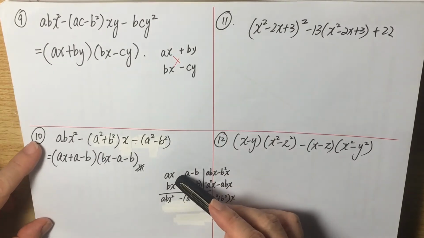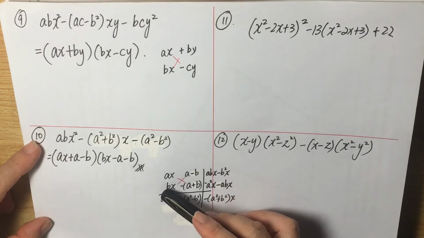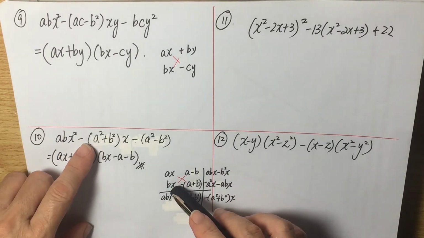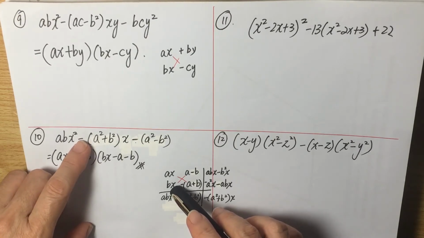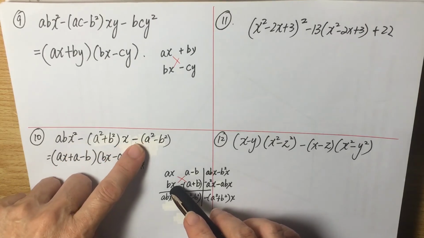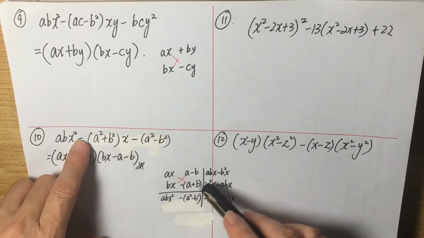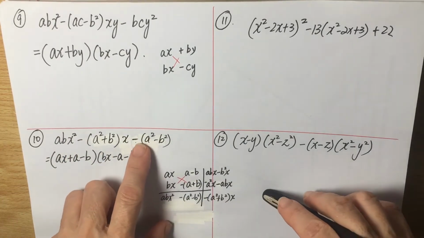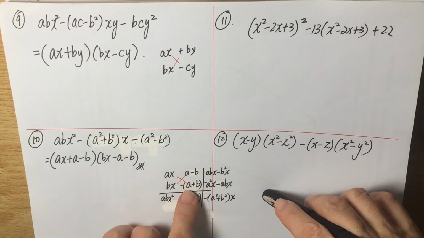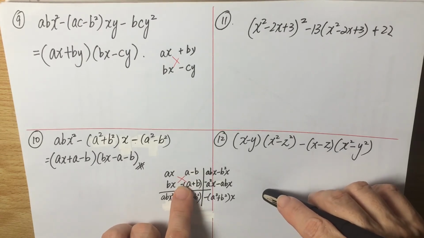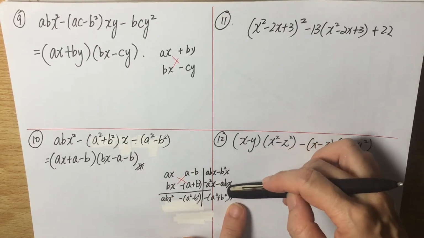Question 10, similar. abx, I break it to ax and bx. In the question, if this is positive, this has to be positive; if this is negative, this has to be negative. So if I change this to negative here, so the a squared minus b squared, I can have a minus b and a plus b, so negative of it. So when I multiply this together and multiply this together, I'll get something like this.